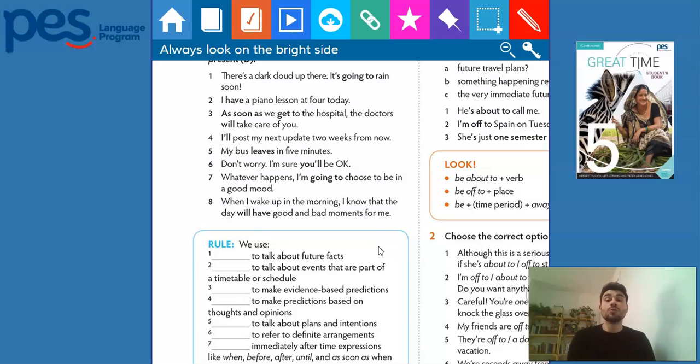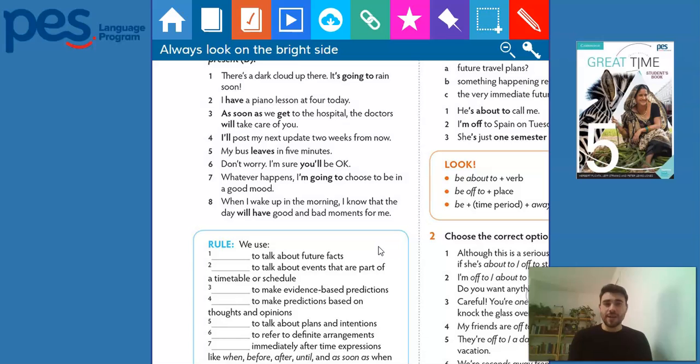Let's see if we can find something more specific about this idea. Number 2 in the rule says, can we say that we use going to talk about events that are part of a timetable or schedule? Do we know, every Monday at 7 a.m. it rains?